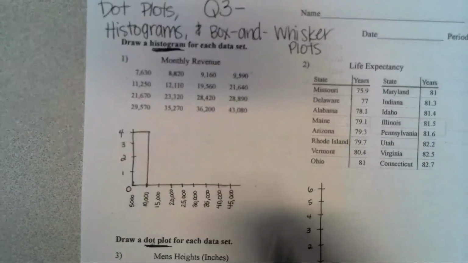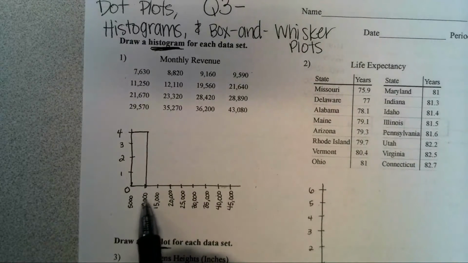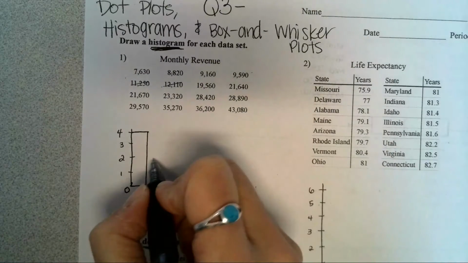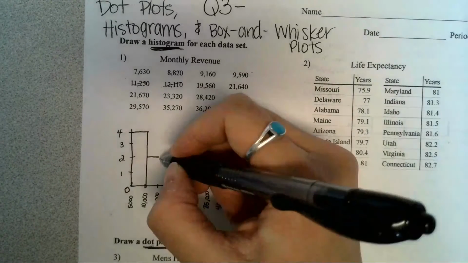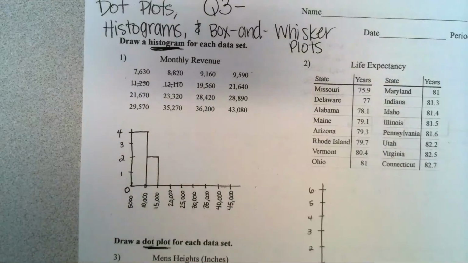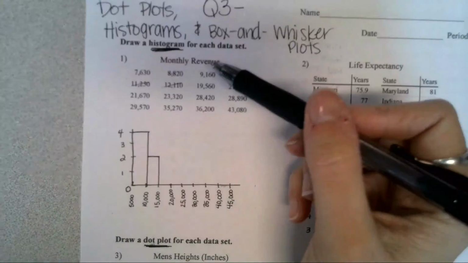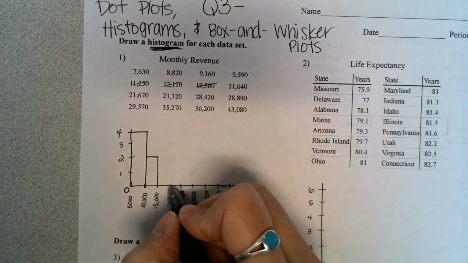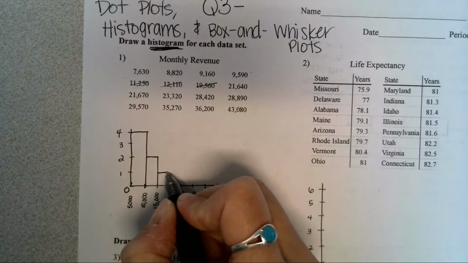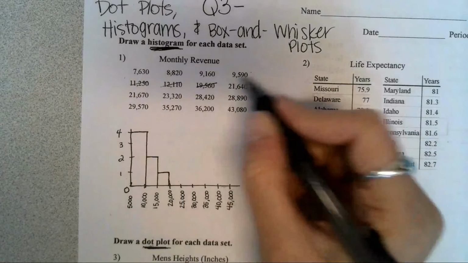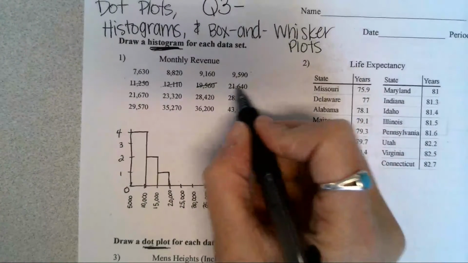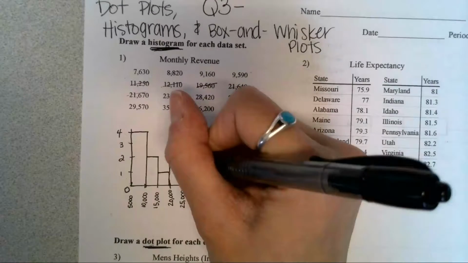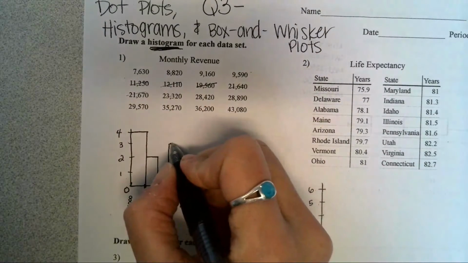Now from 10,000 up to 15,000 is 1, 2 values. So now I have a horizontal line drawn at 2, and then that goes down to 15,000. 15 to 20,000 is 1. 20 to 25,000 is 1, 2, 3. Now I have to draw a line up to 3 to make my next bin.